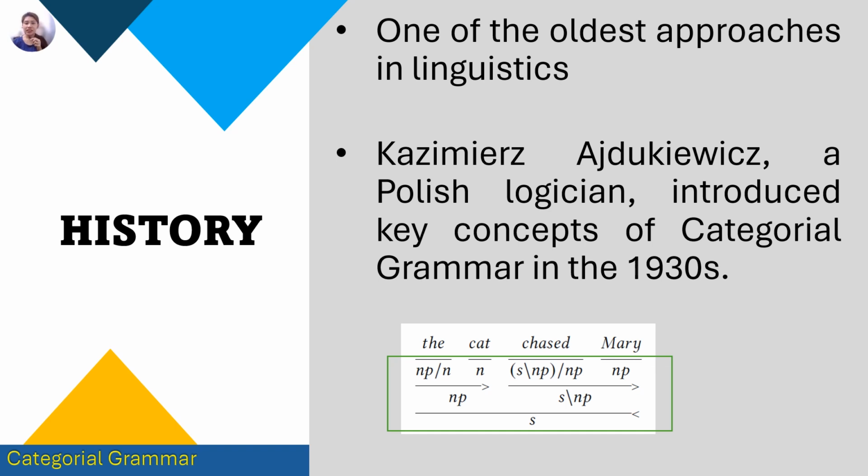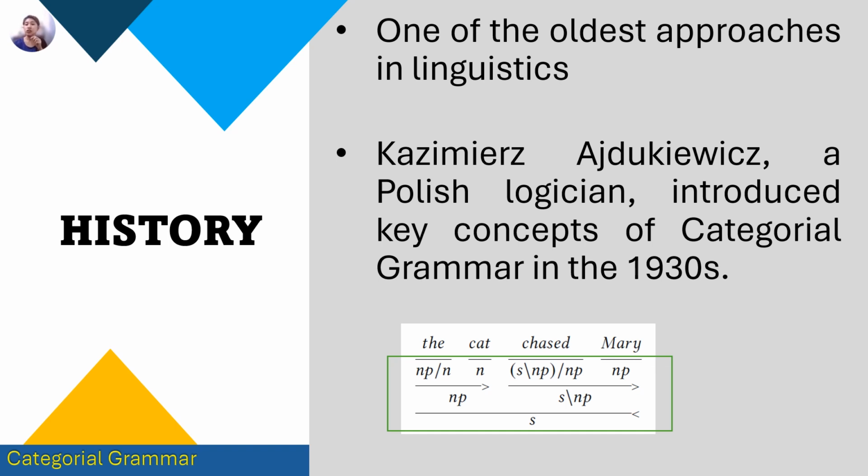Do you know that categorical grammar is one of the oldest approaches in linguistics? It was developed by Kazimierz Ajdukiewicz, and guess what? He was a Polish logician. You heard it right. He was a logician. He introduced the key concept of categorical grammar in the 1930s, or 1935 to be exact.